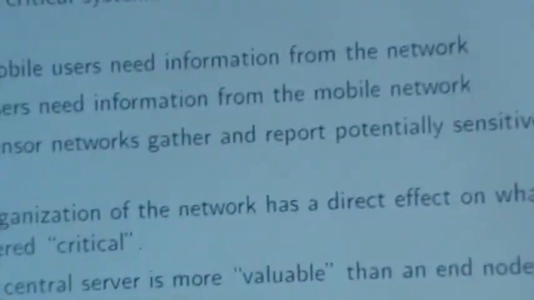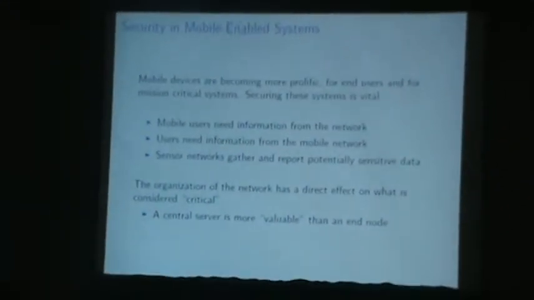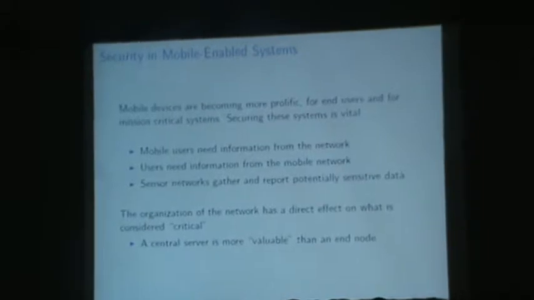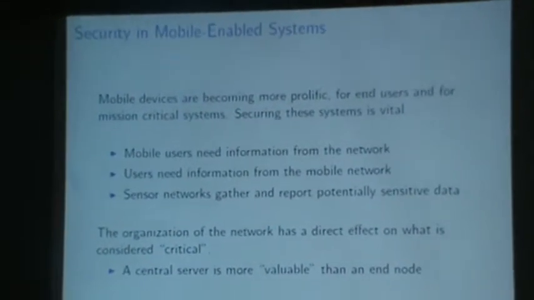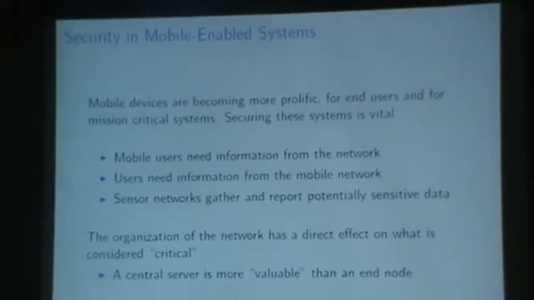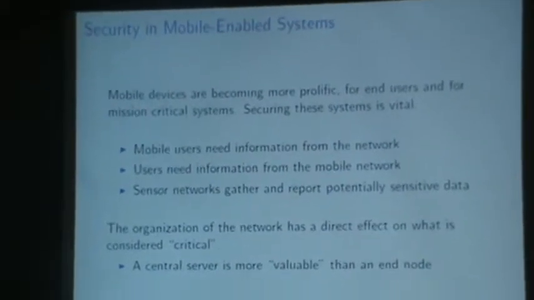Mobile users need to get information from the network, and users need to get information from a mobile network. It works both ways there. You have all these sensor networks that are gathering and reporting potentially very sensitive information that you might not want falling into the wrong hands. It's the other side of that coin: how do we get everyone to use this? Well, how do we not get people that we might not want using this to use this?